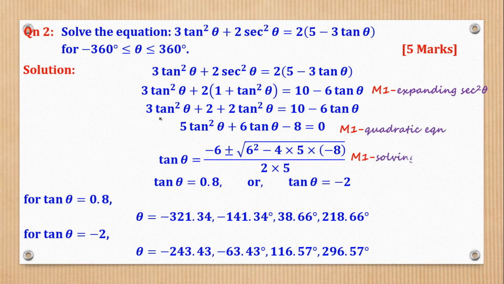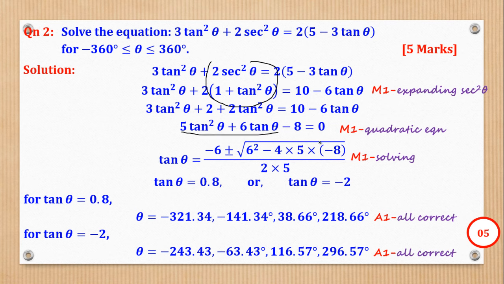So there was a mark for identifying this identity, a mark for rearranging to get a quadratic, a mark for solving, either using factorization or the quadratic formula, and a mark for stating all these four correct. All should be correct. And that's how the five marks would come about.